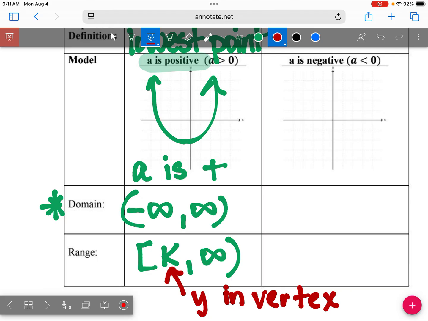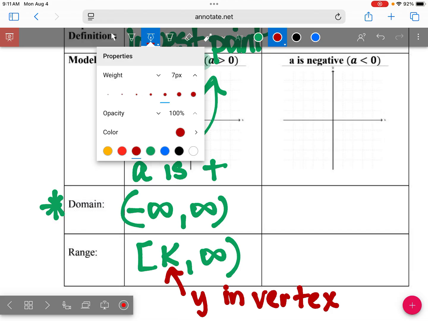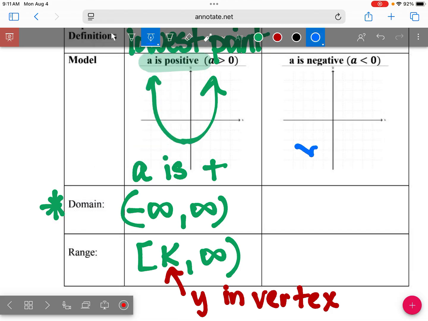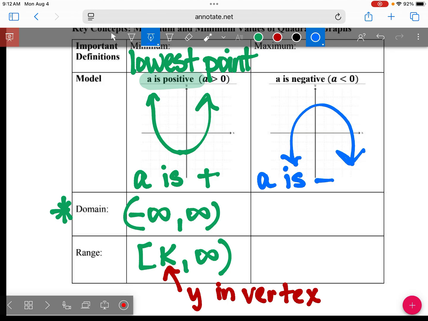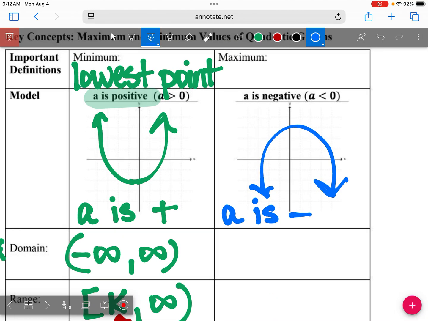Now, the other type of parabola we can have, what's the opposite of a smile? A frown would be this. And it flips to a frown when A is negative. I always like to say A is the attitude. If it has a negative attitude, it's a frown. If it has a positive attitude, it is a smile. What's the opposite of the lowest point? The maximum point or the highest point.